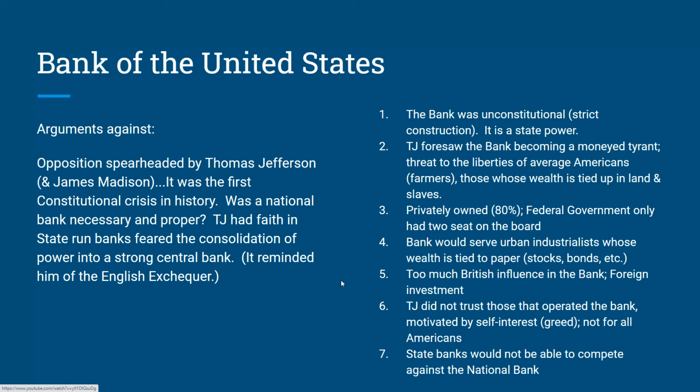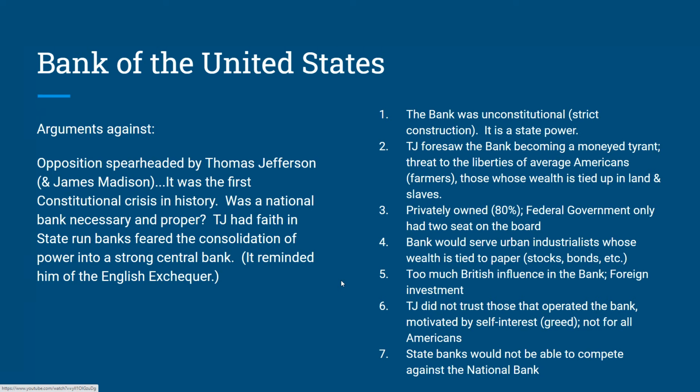Number 2, and this is important, Jefferson foresaw the bank becoming a moneyed tyrant, controlled by elite people, wealthy people, only serving the narrow interests of very elitist people. He saw the bank as a potential threat to the liberties of average Americans, i.e. farmers, whose wealth is not tied up in paper, like currency and bonds, but rather in land and slaves.